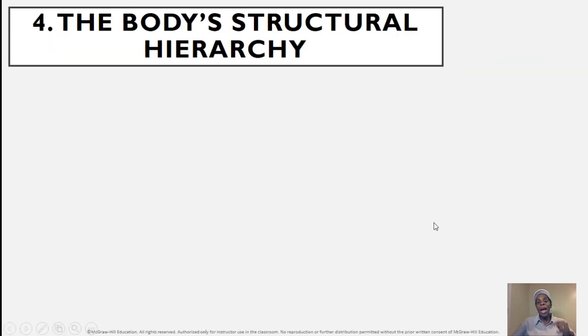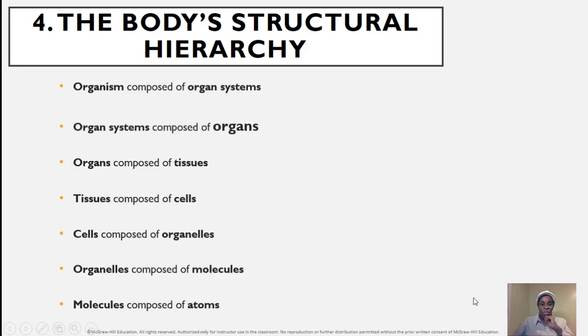Now let's talk about the body structural hierarchy. How do you look at the human body? How do you break things down into pieces? The first thing is that the whole organism is made of organ systems, and we have 11 organ systems. Each organ system is made of organs, right? For example, the liver is an organ, the heart is an organ, the brain is an organ, and every single organ is made of tissues. Different organs will have different combinations of tissues.